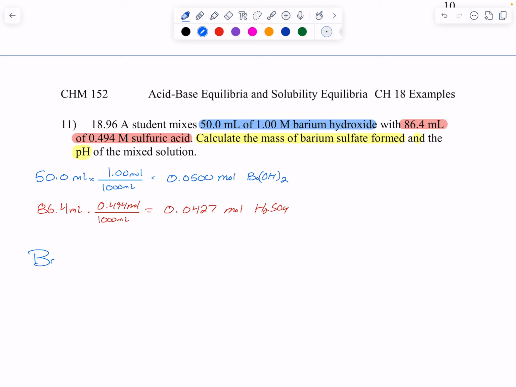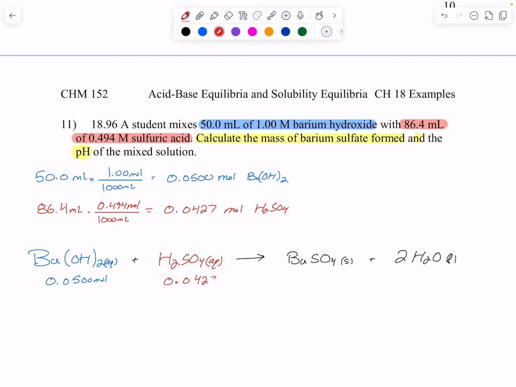All right, so our barium hydroxide is going to react with our sulfuric acid. And we're going to get barium sulfate, which we're really interested in. And looks like we get water, right? 2 of them, which we're not caring about. And so if we have 0.0500 moles and 0.0427 moles, who's limiting? Well, it's a 1-to-1. So that means sulfuric acid is our limiting reactant.